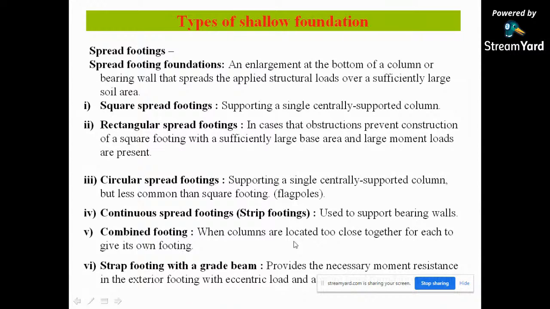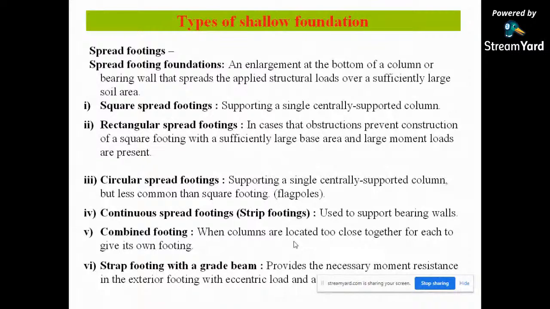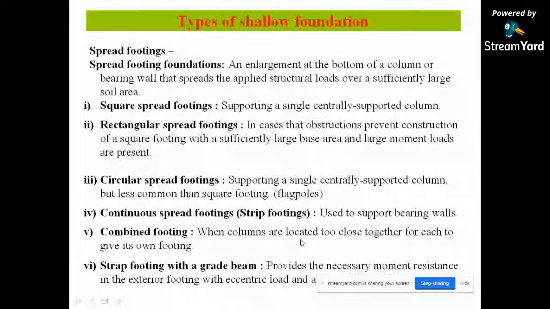Continuous spread footing or strip footing is used to support bearing walls. Two columns will be attached with a beam, which is known as a strip, and will have the footing below it, that is known as your continuous spread or strip footing. Combined footings are used when columns are located too close together for each to have its own footing. Strap footing with a grade beam provides the necessary moment resistance in the external footing with an eccentric load and a more rigid foundation system.